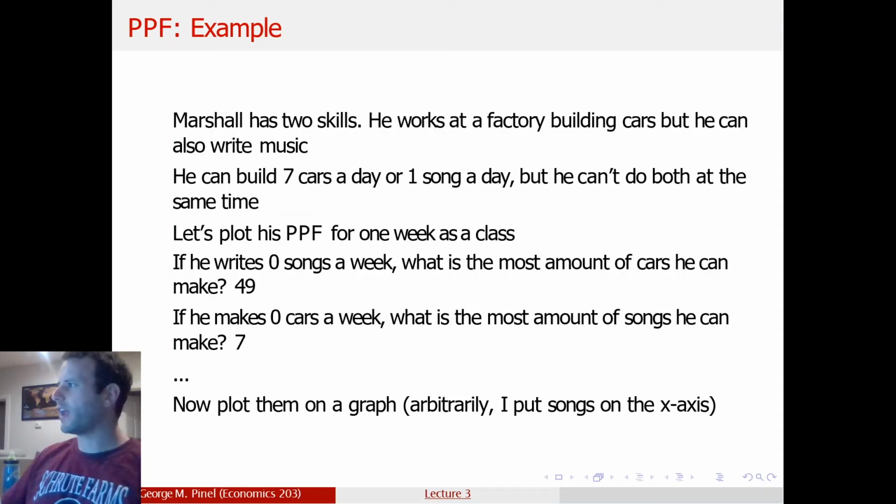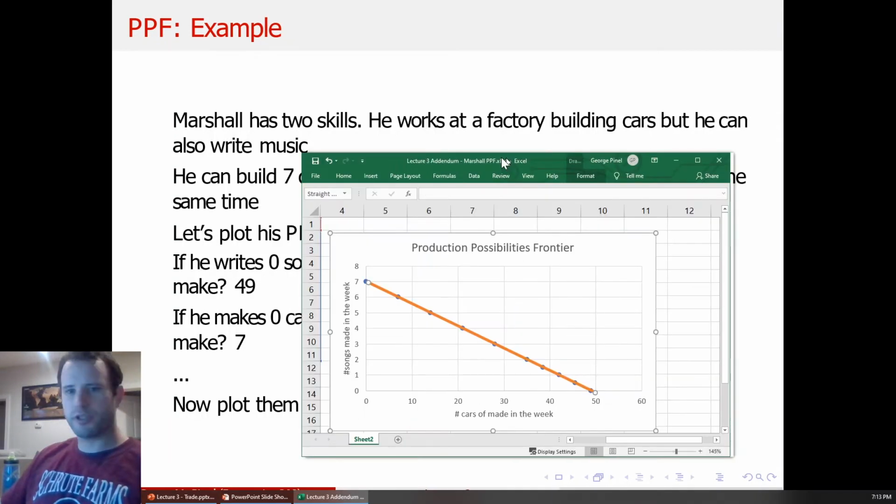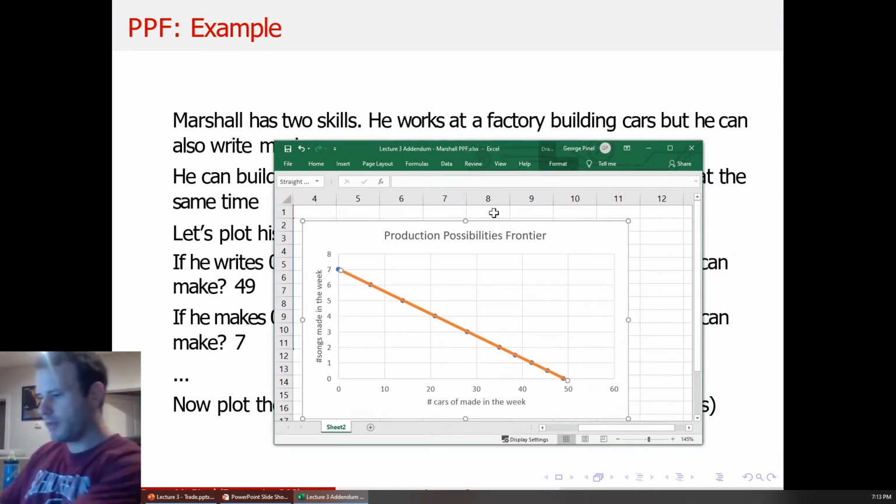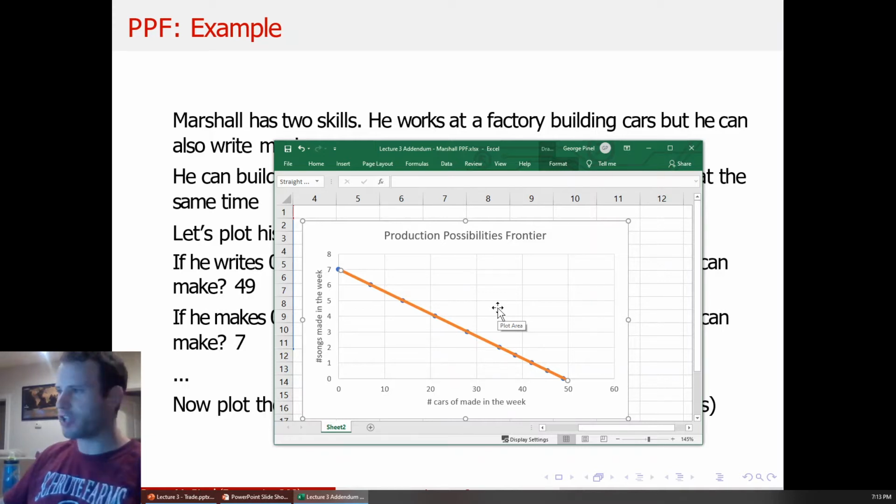Okay, so in the last video or two, we derived this production possibilities frontier for Marshall. Given that he produces 1 song a day and 7 cars a day, he has a trade-off between songs and cars. That trade-off was represented with this orange line, where all of these are the combinations of cars and songs that he can produce with his given budget of time, which was 1 week. So 1 song a day for 1 week, 7 cars a day for 1 week.